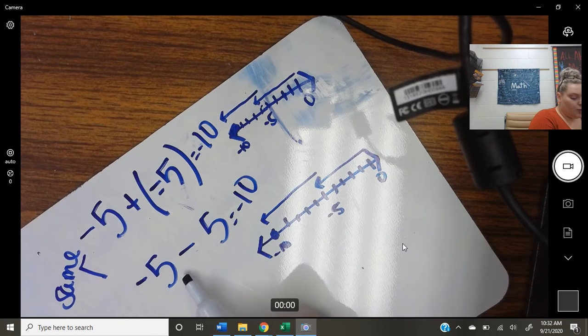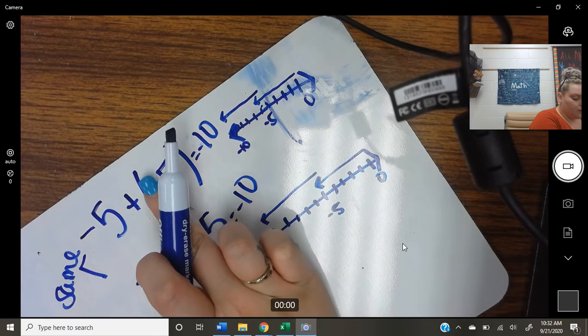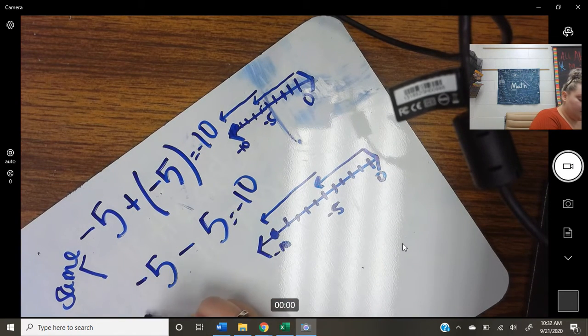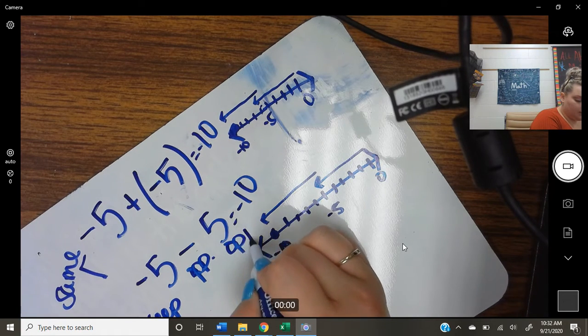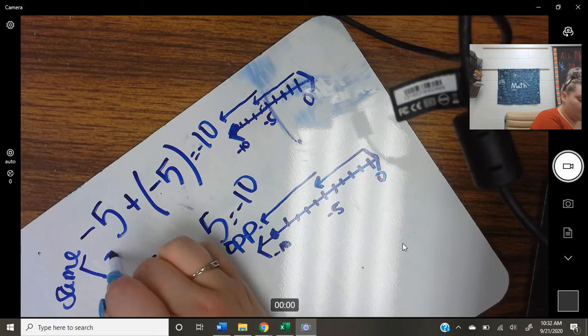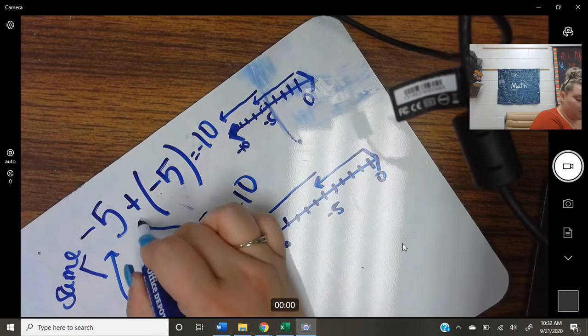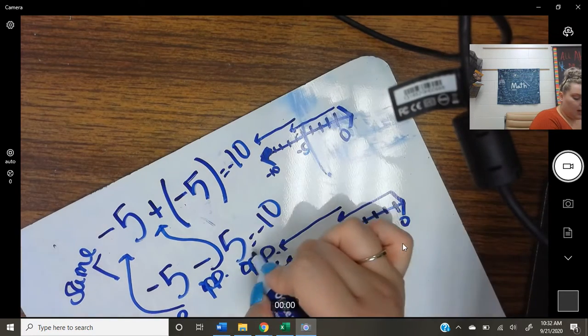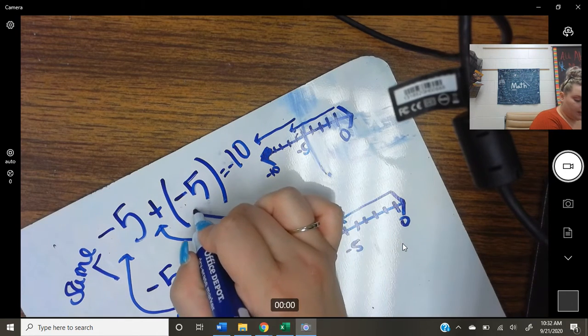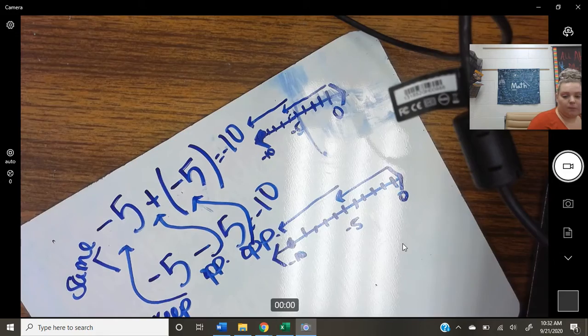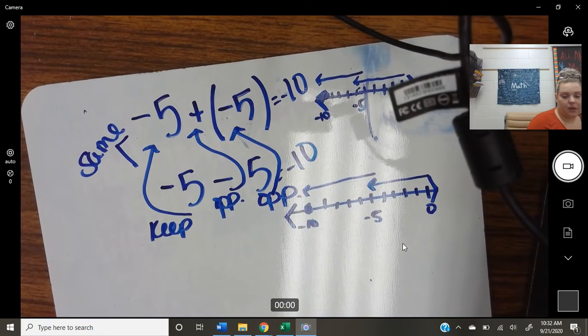Because we went from here to here, they did keep, opposite, opposite. So they kept that negative 5. The opposite of subtraction is addition. The opposite of a positive, because if you don't see a sign, it's positive, is a negative. And that's all they did. Okay.